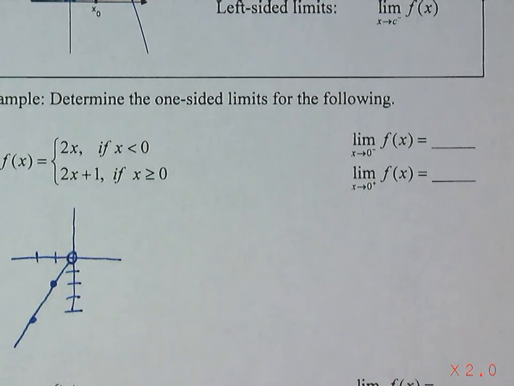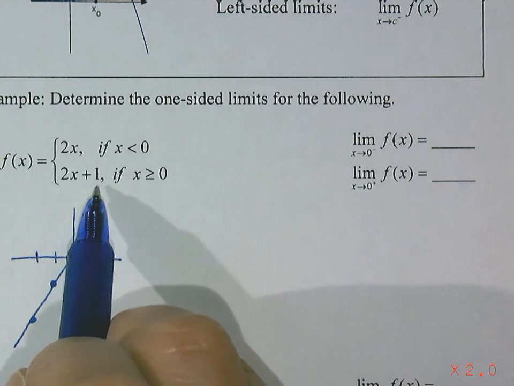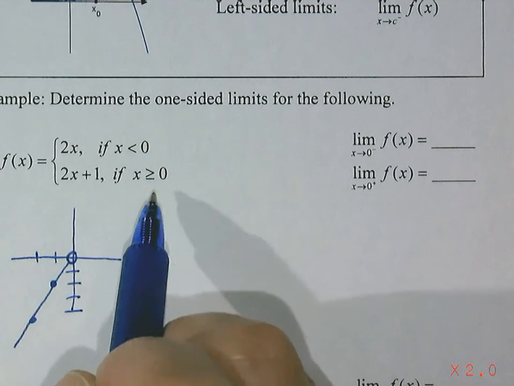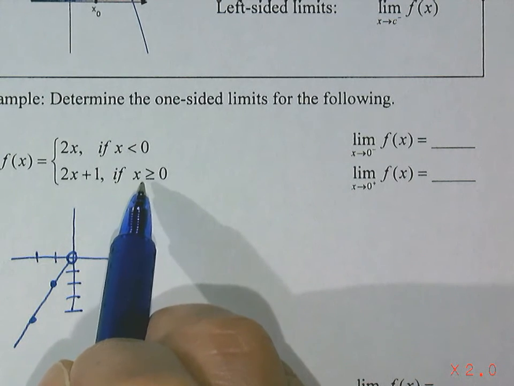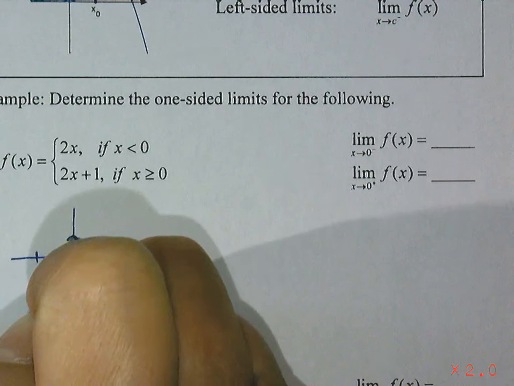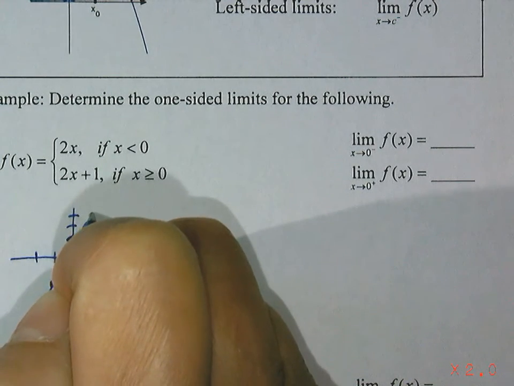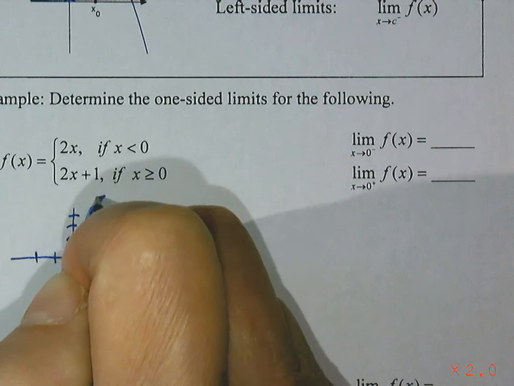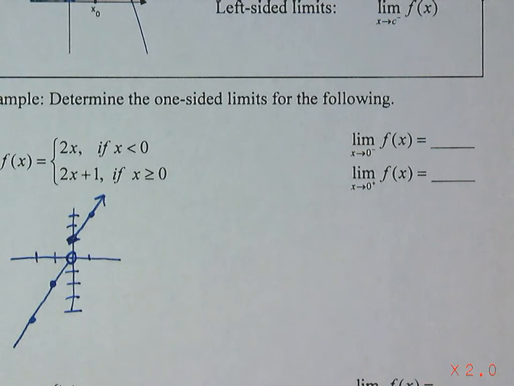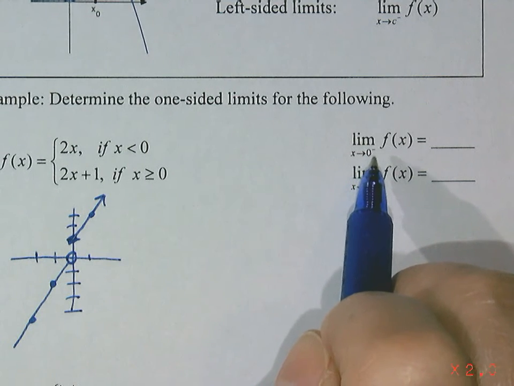...till it gets to the origin. This 2x plus 1, I have a y-intercept of 1 and a slope of 2. And I want everything to the right of 0, and I'm going to include 0. So at 1, I have a closed circle, and I have a slope of 2. So here's the graph.